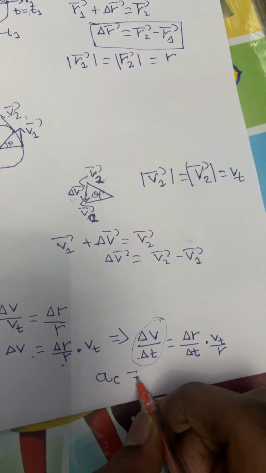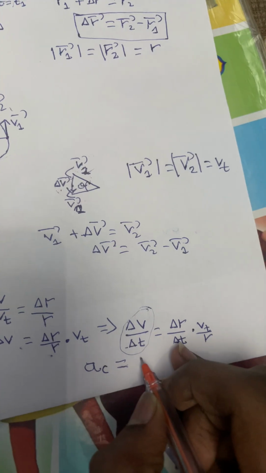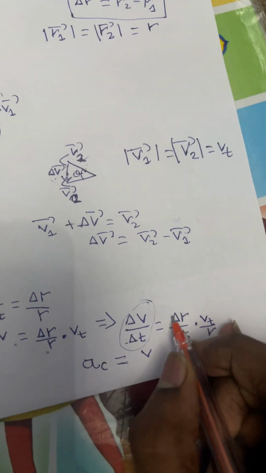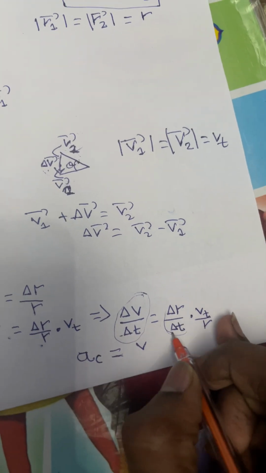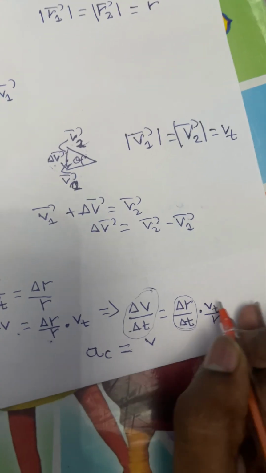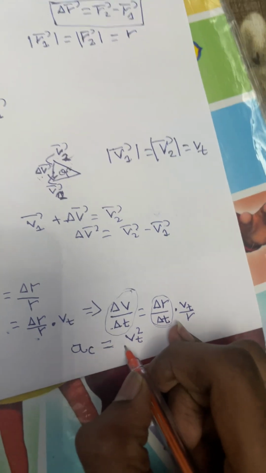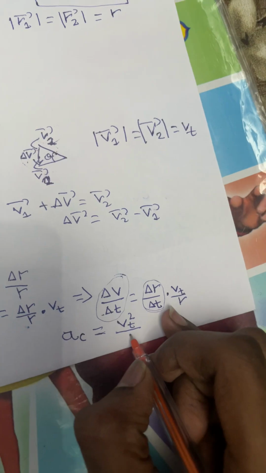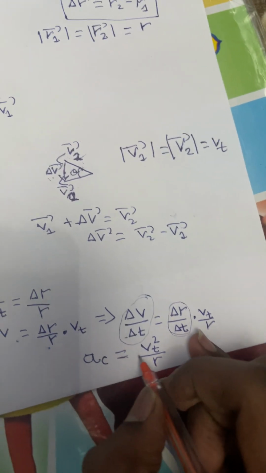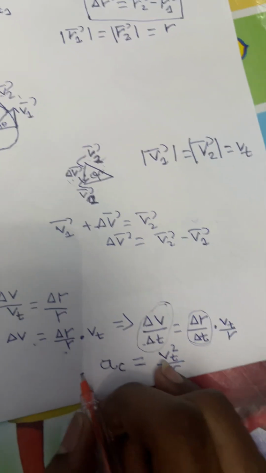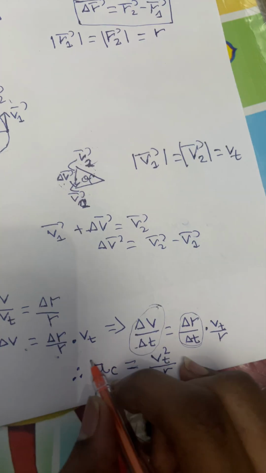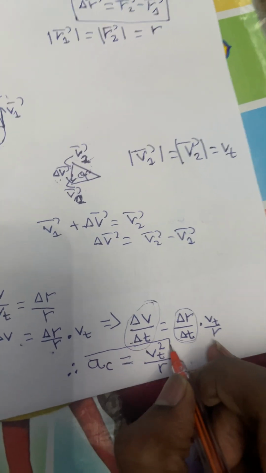So centripetal acceleration equals, and this was the average velocity, right? Which was just the tangential velocity. So tangential velocity times tangential velocity equals tangential velocity squared, and this was r. So hence proved, centripetal acceleration equals v_t squared by r.